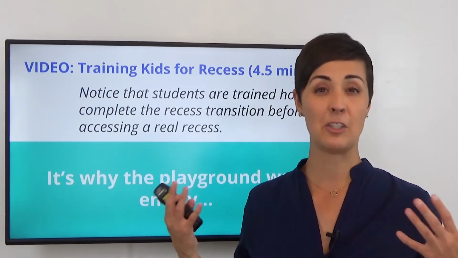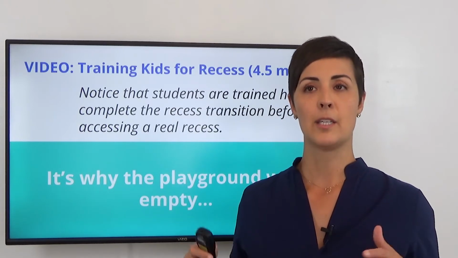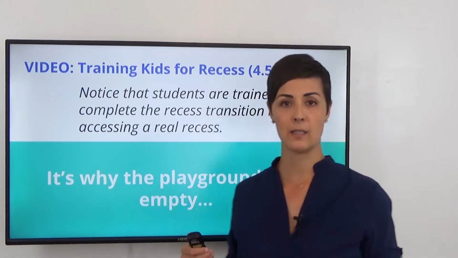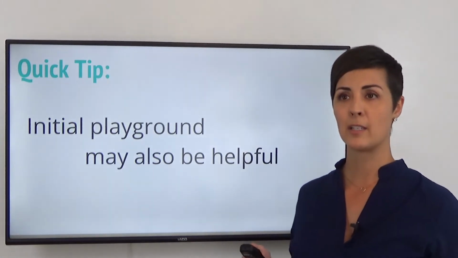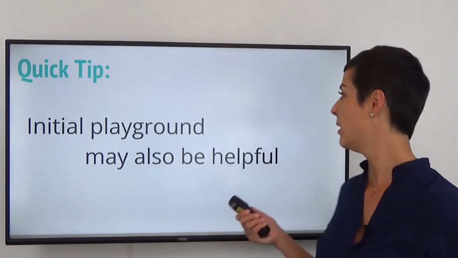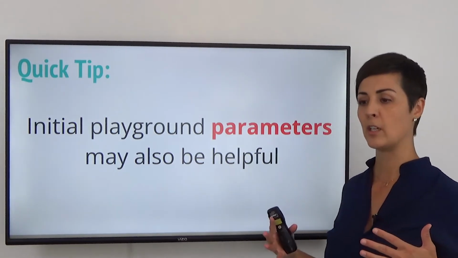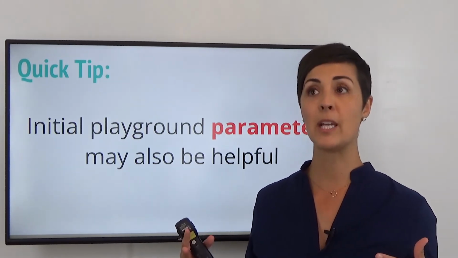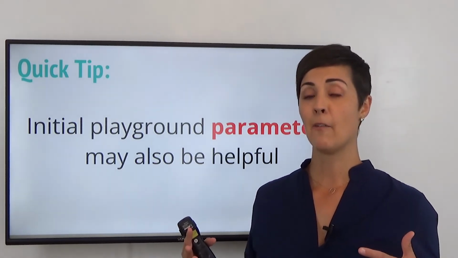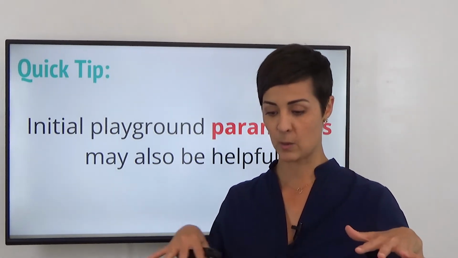And I might even do it again, right? A couple of days later, to polish up some of the skills the kids might be lacking. I will give you a quick tip that is something I've had to learn the hard way: initial playground parameters may be helpful, especially at the beginning of the year as you're training kids to line up quickly and quietly from recess. It may be helpful to say, at first, we're only going to play on this soccer field and this playground and these swings.